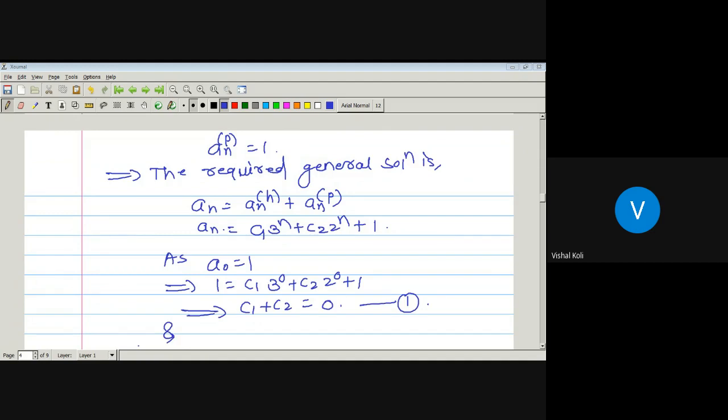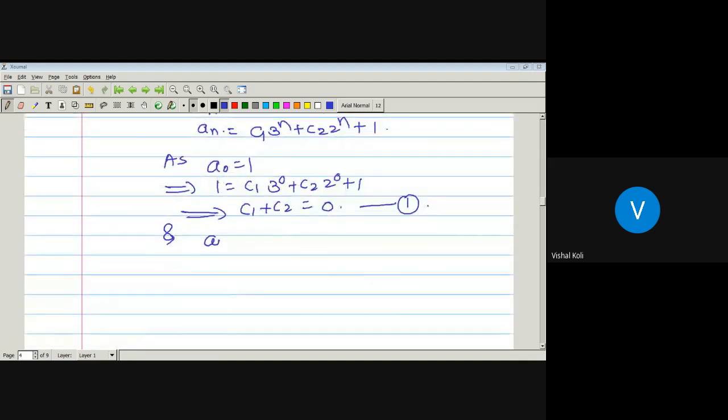And a_1 is equal to minus 1, which implies minus 1 is equal to C1 3 raised to 1 plus C2 2 raised to 1 plus 1, which implies 3C1 plus 2C2 is equal to minus 1 minus 1, minus 2.